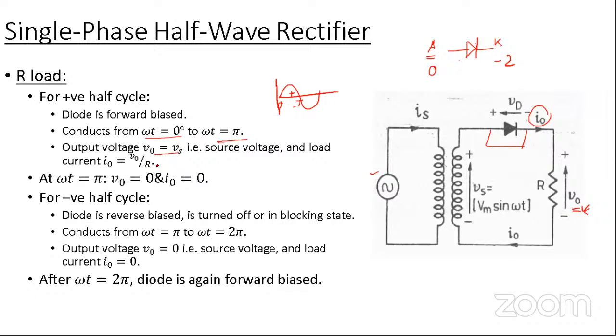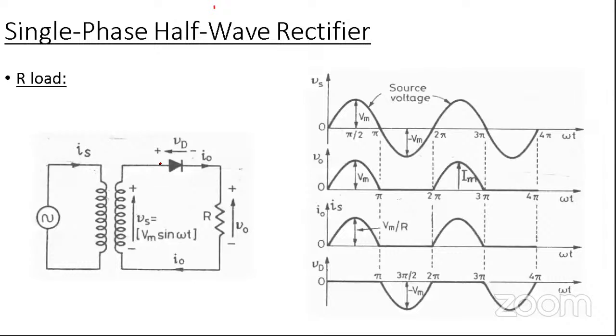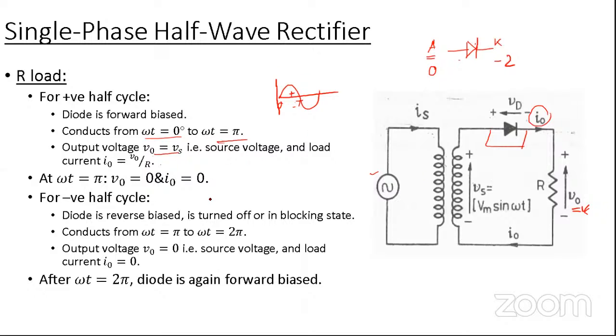Here we consider the load as a resistive load. So the current is I0 equals V0 by R. But at omega t equals pi, in this condition the output voltage is 0 and the current is also 0, because the current basically follows the output voltage.